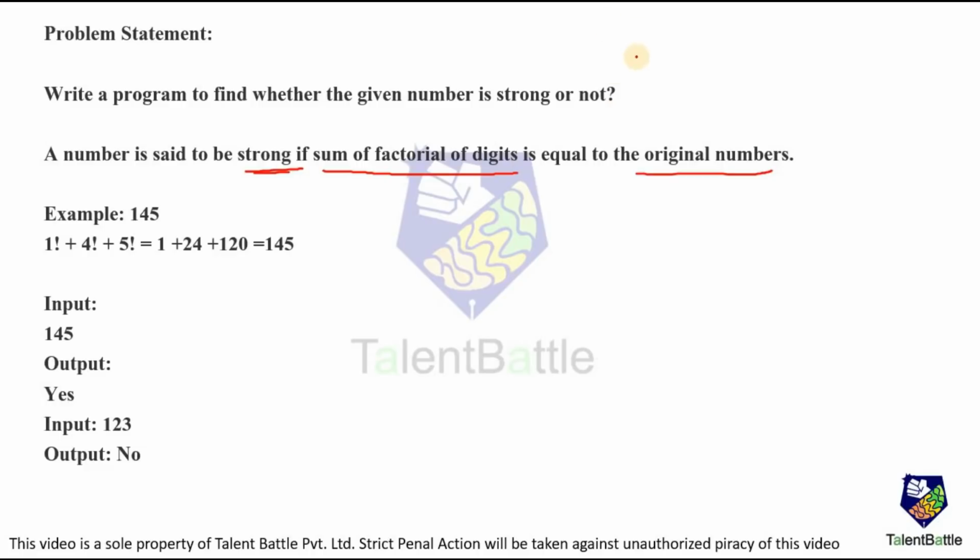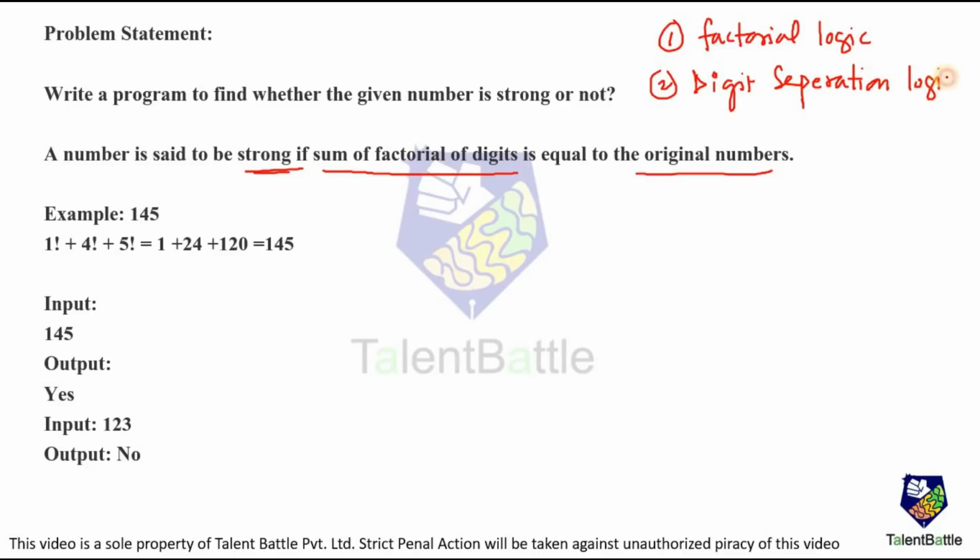So there are 2-3 steps. First step, you will apply the factorial logic, right? Second, you will have a digit separation logic. Normally what we do in reverse, Armstrong or palindrome, that logic you can apply here. By modulo division and normal division you can separate the digits, take every digit's factorial, and then sum them. Then cross check whether the output, that is the sum, equals the original number or not. If yes, you just display yes, otherwise no.